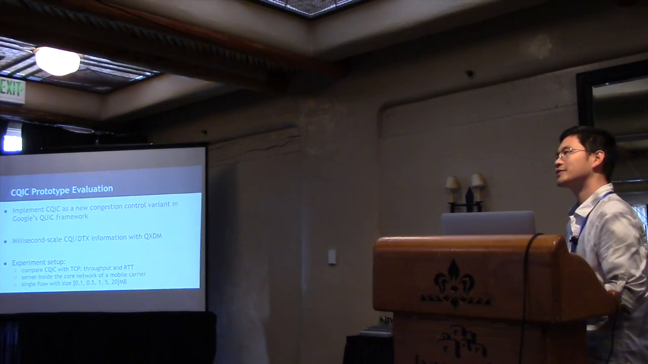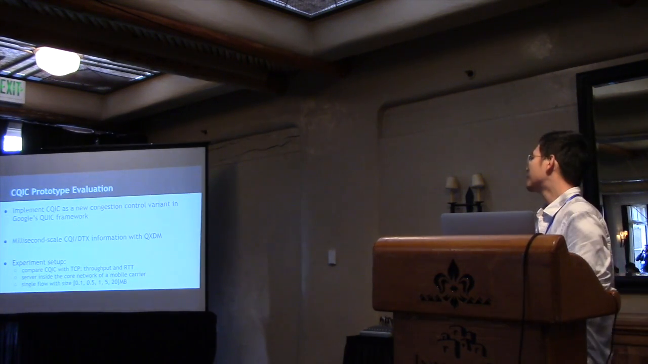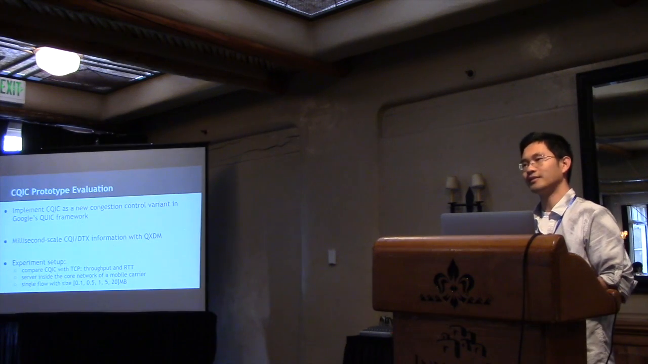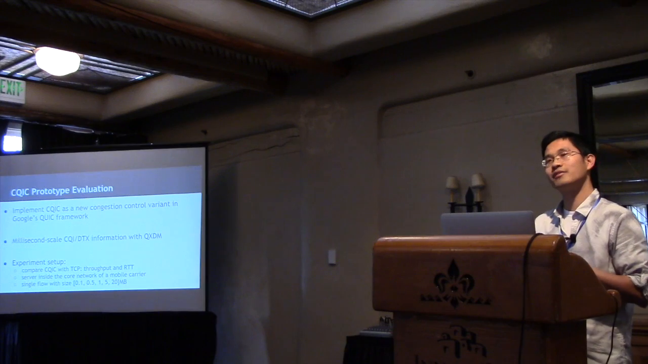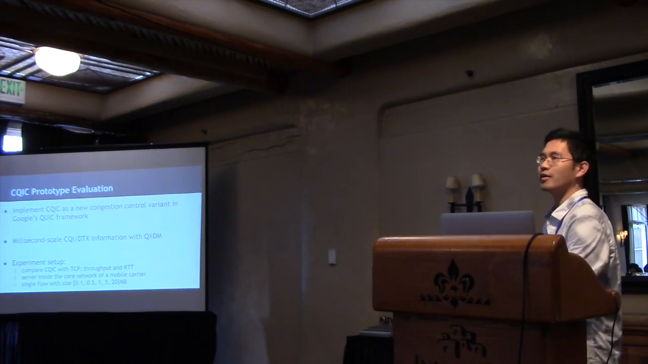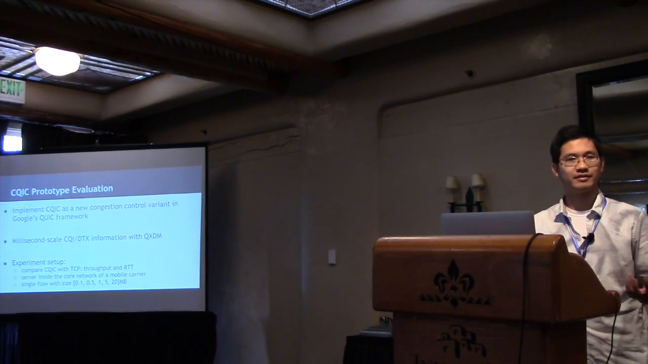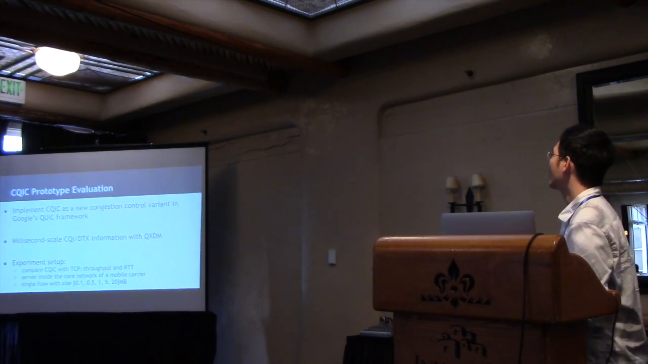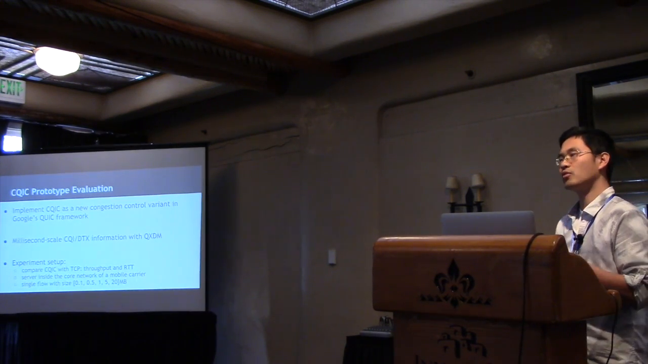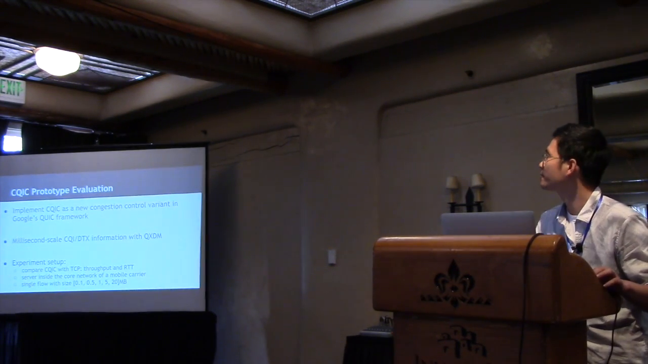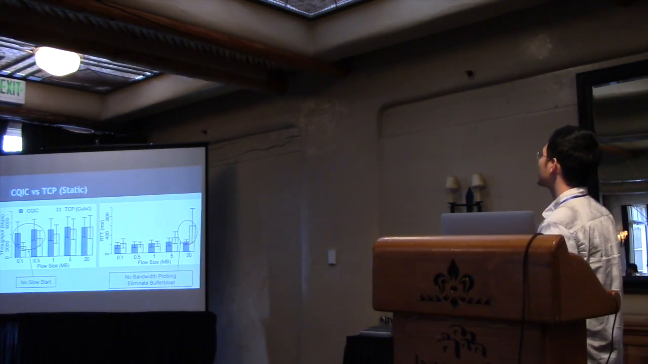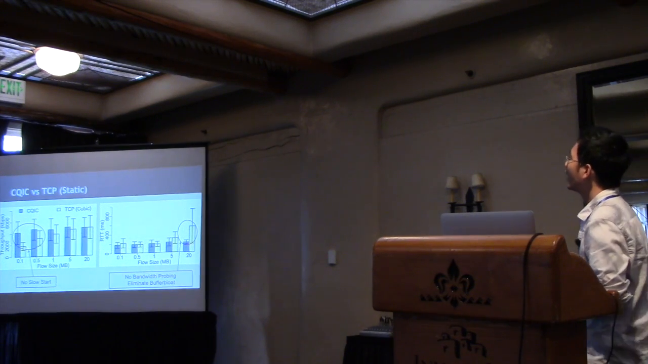We then set up the following experiment to compare the performance of CQIC and TSP in terms of throughput and RTT. We place the server inside the core network of the mobile carrier to simulate a typical CDN scenario. We vary the flow size from 0.1 to 20 megabytes so that we can comprehensively evaluate the benefits of CQIC. So let me present the results for the static case first.